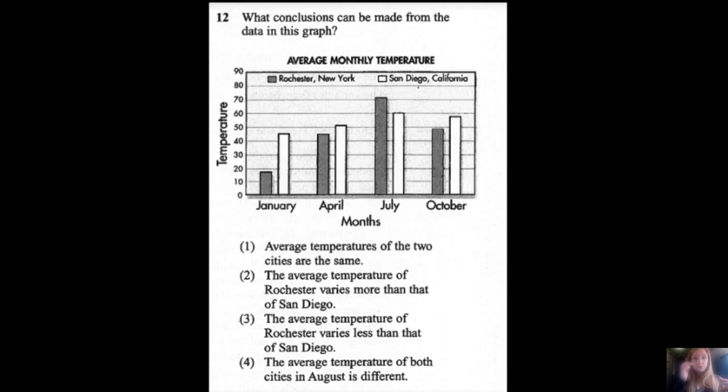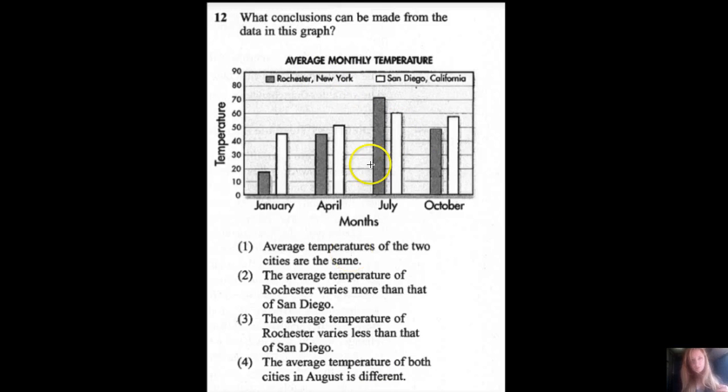Number 12. What conclusion can be made from the data in this graph? Okay, now I'm going to look at this graph. I can see the average monthly temperature for Rochester, New York, and San Diego. The IV is months, and the DV is temperature. Therefore, the change in months causes the change in temperature. I have January, April, July, October.